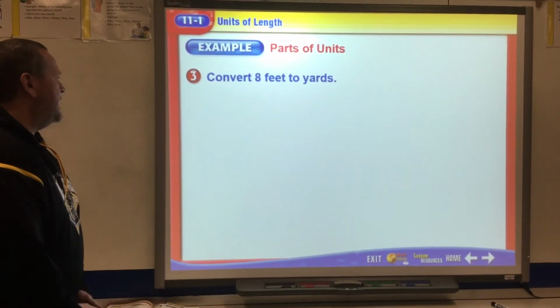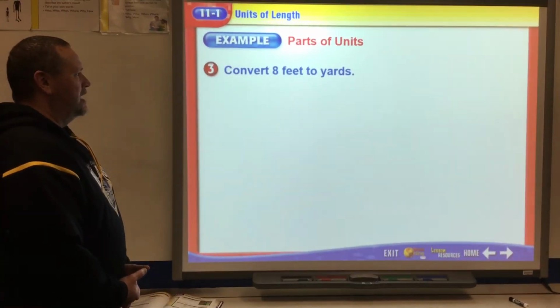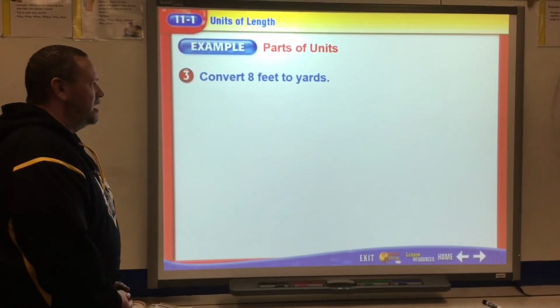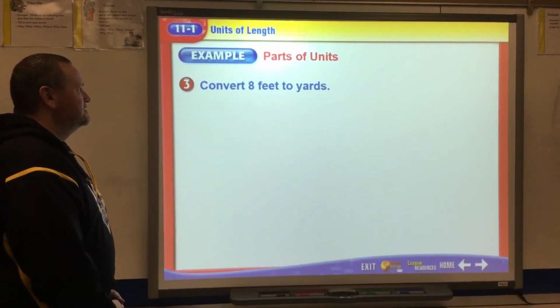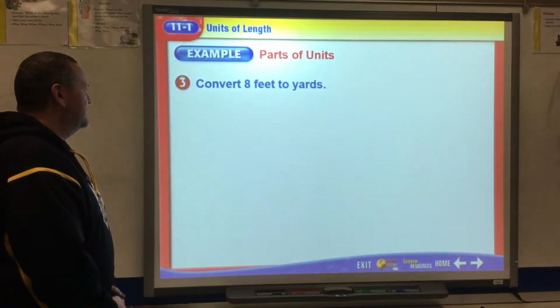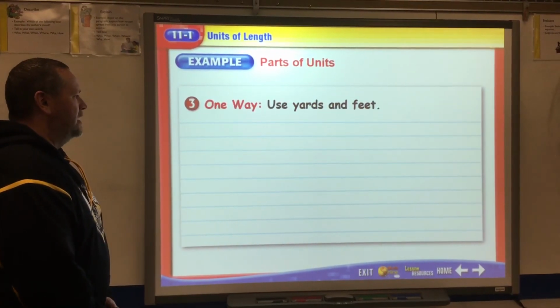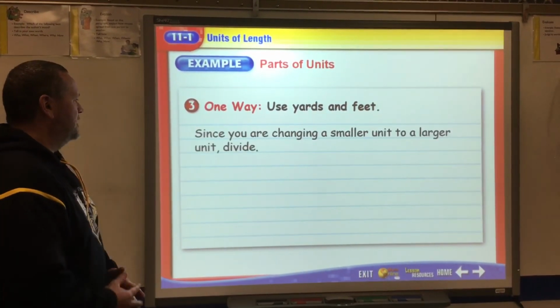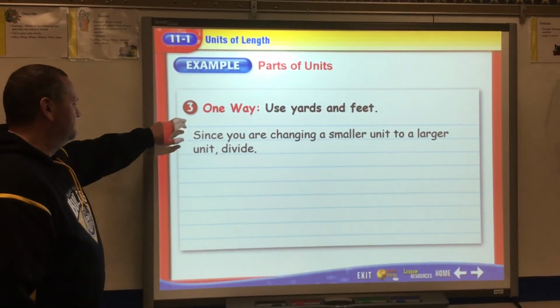Okay. Convert 8 feet to yards. So you're going from feet to yards. How many feet are in a yard? 3. And we're going from a lower one to a higher one, so we are going to be dividing. Now in this case, it's not going to work out mathematically perfectly, but they'll show you a couple of different options. Since you are changing a small unit to a large one, you would divide.